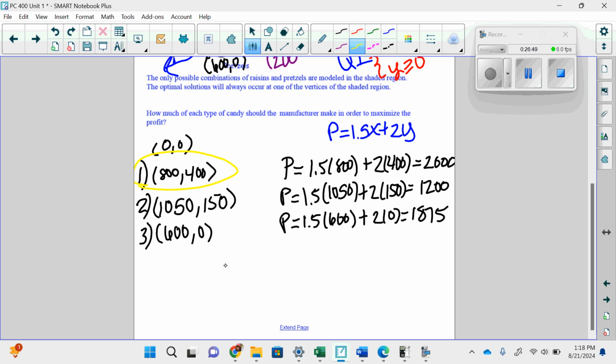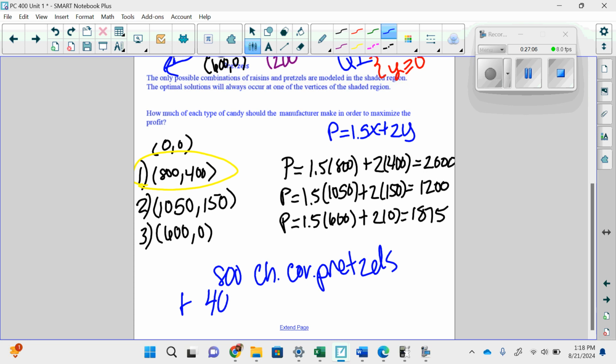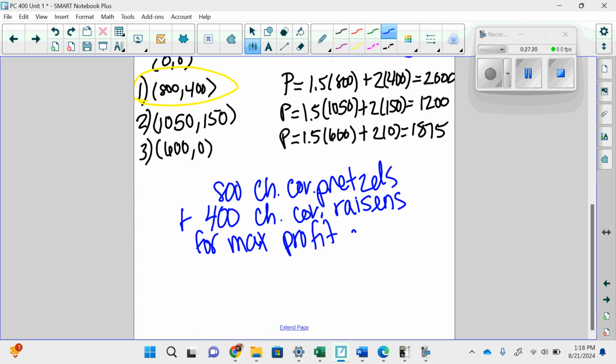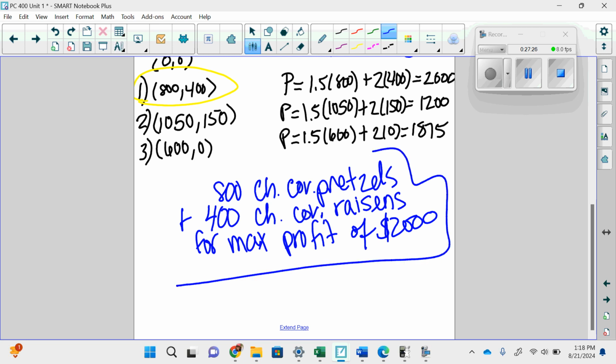So our answer, 800 chocolate covered pretzels and 400 chocolate covered raisins for a max profit of $2,000 that month. All right.